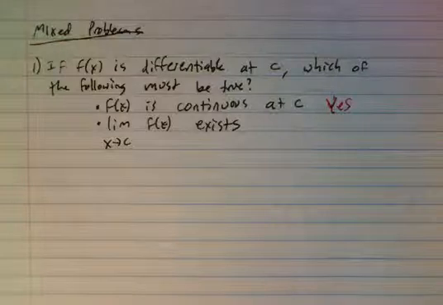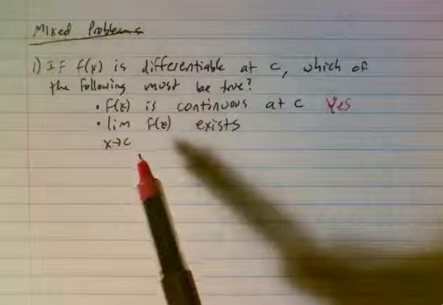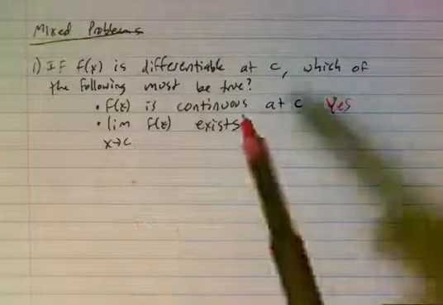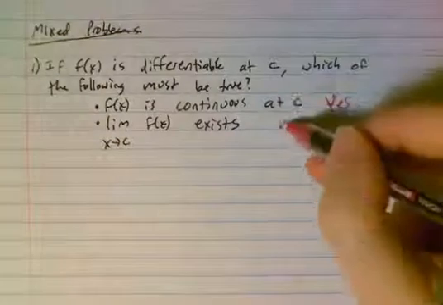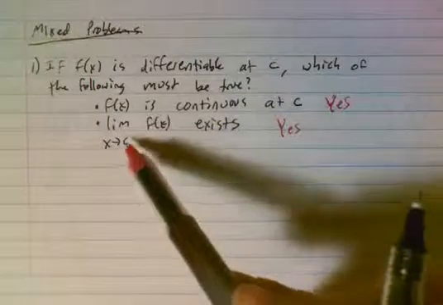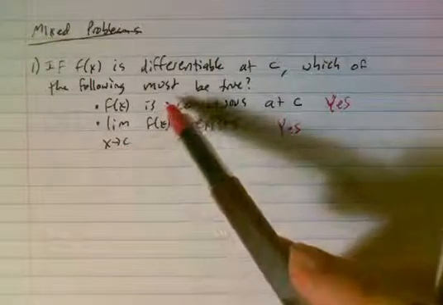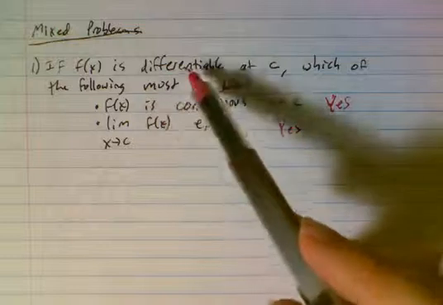The limit as x approaches c of f of x exists. That means the left-hand limit and the right-hand limit are the same. That's part of our test for being continuous, so that must be true as well. If the left and the right-hand limit are not the same, then the function can't be continuous, then the function can't be differentiable.